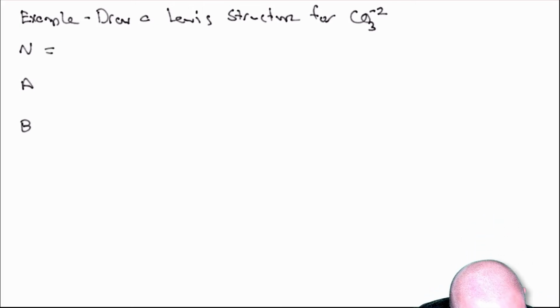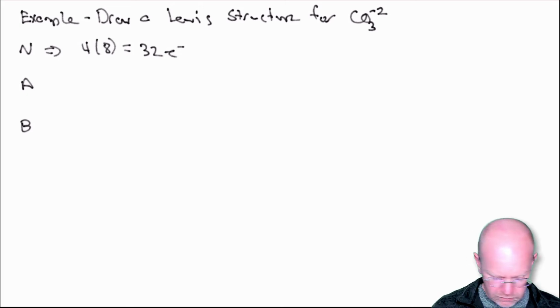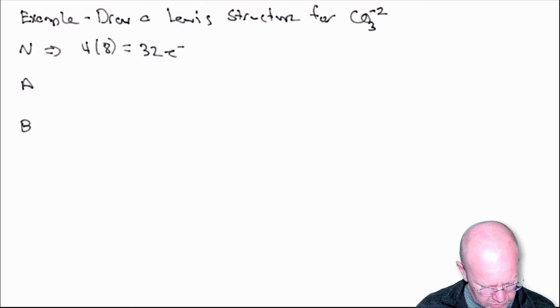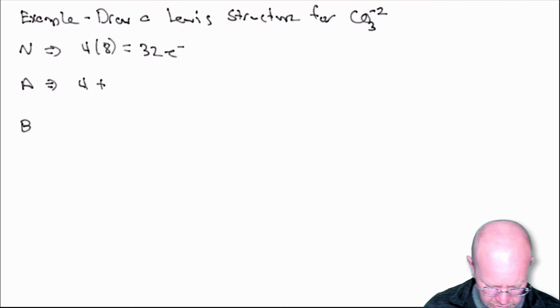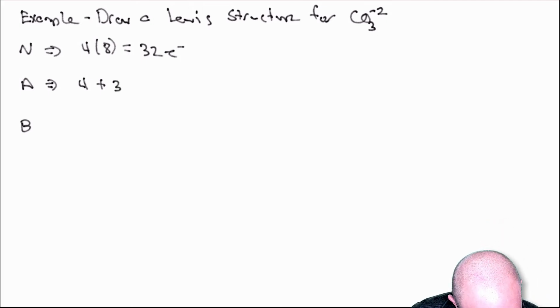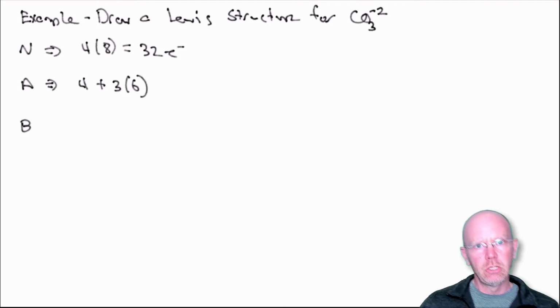So I'll write that here. So this is really 4 times 8, which is 32 electrons. 8 electrons for carbon and 8 electrons for each of the oxygens. Now let's talk about how many electrons we have available. So carbon comes in with 4 electrons in its valence. Each oxygen comes in with 6 electrons, so that's 3 times 6 electrons. And now we have to remember that we have 2 additional electrons.